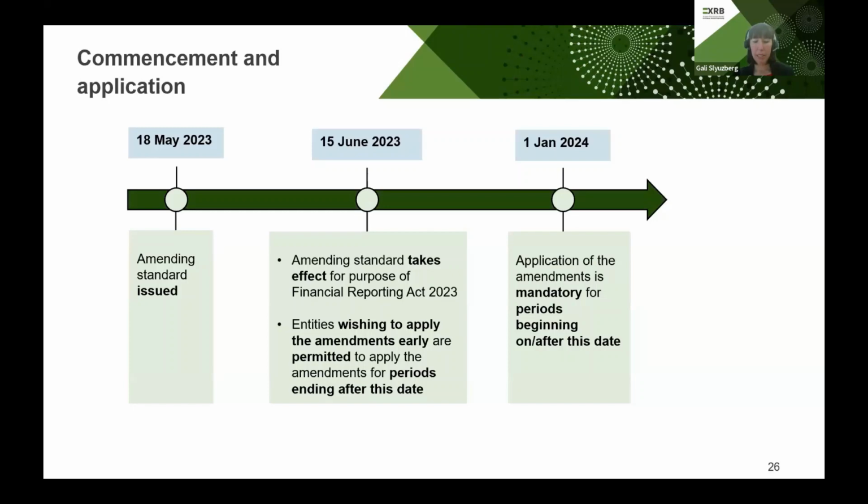So the amending standards are mandatory for periods beginning on or after 1 January 2024. So the first cabs off the rank, so to speak, would be entities with 31 December 2024 year ends, and then the 31 March 2025 year ends, 30 June 2025, etc.